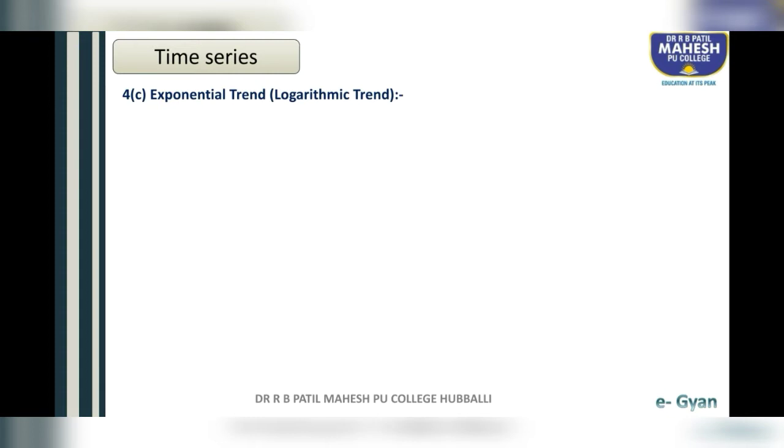So in the previous class we have studied the two methods of fitting. First one is fitting of straight line trend by the method of least squares. Second method is fitting of parabolic or second degree equation, and the last one is fitting of exponential trend. Students, it is also called the logarithmic trend.